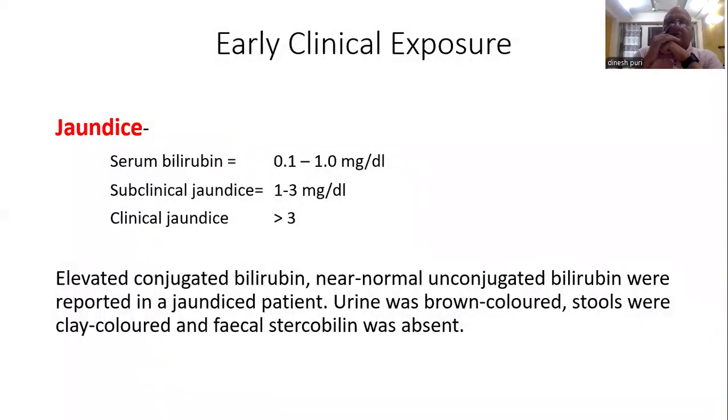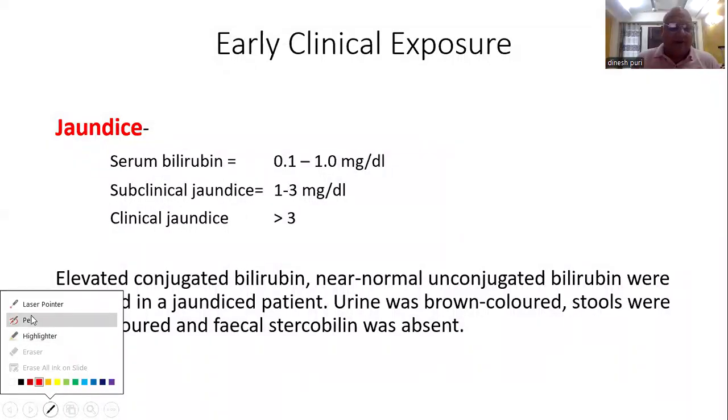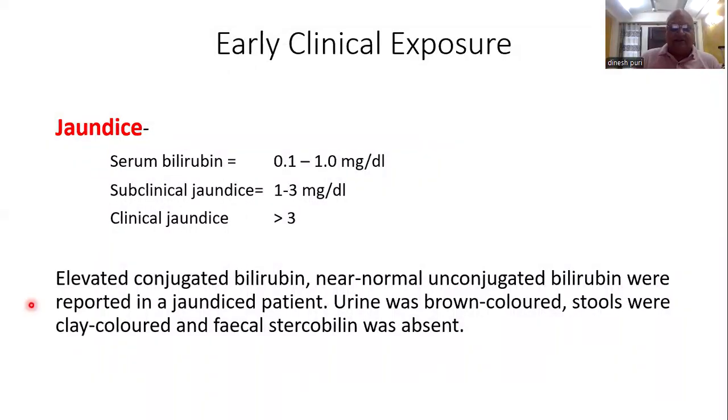Early clinical exposure once again, and today we are going to discuss jaundice. Jaundice arising because of hyperbilirubinemia. Bilirubin levels are shown here: 0.1 to 1 is the normal level of bilirubin, subclinical jaundice when it is 1 to 3, and clinical jaundice when it is more than 3.